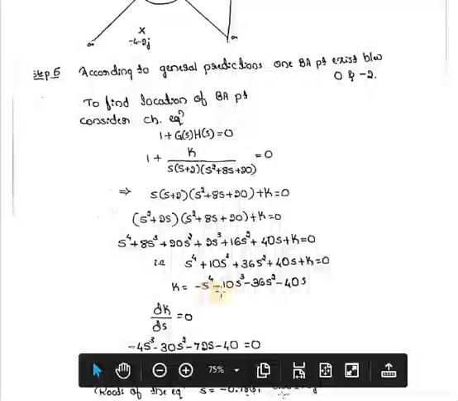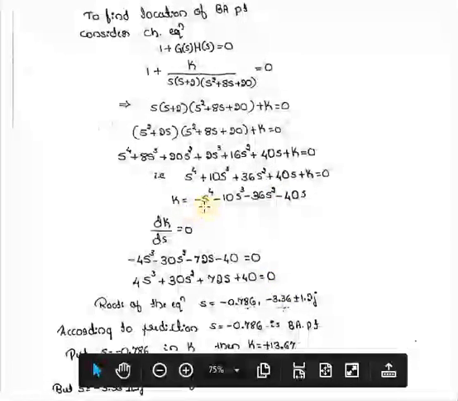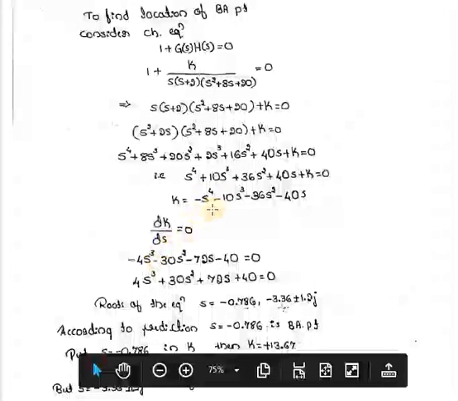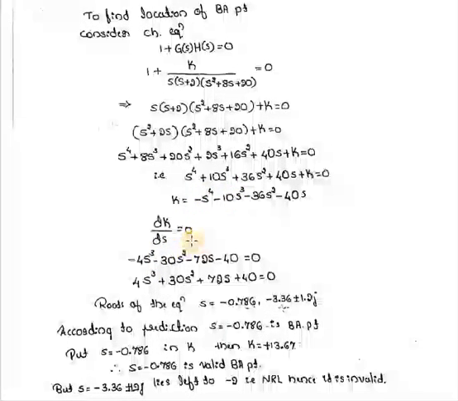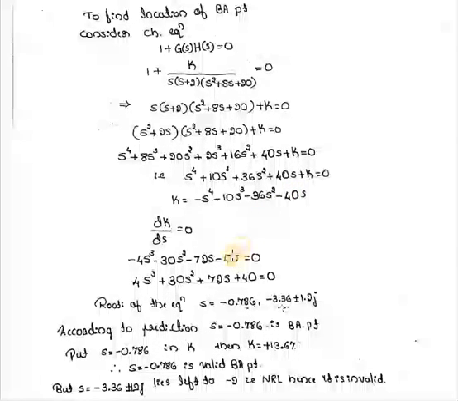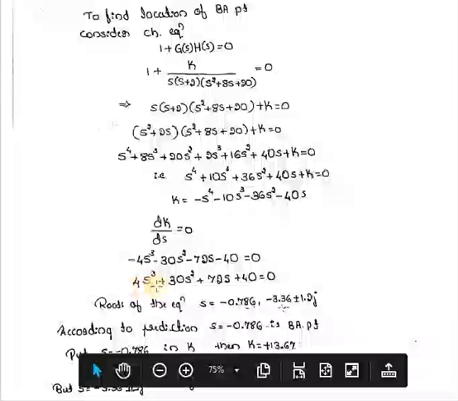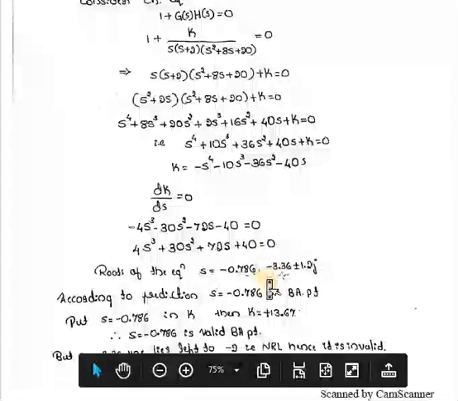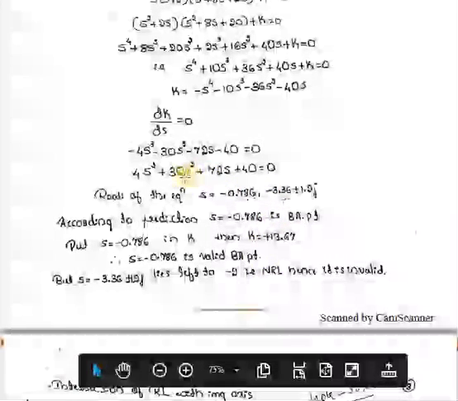Now differentiate this equation with respect to s, then equate it to 0. If I differentiate, this is minus 4s^3, this is 3s^2 into 10, 30s^2, and this is 36 into 2 into s, 72s, and 40s differentiates to 40. We take the negative sign common, so we're left with 4s^3 plus 30s^2 plus 72s plus 40. Now you need to identify the roots of this equation.